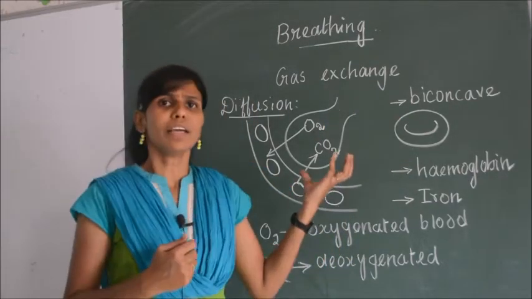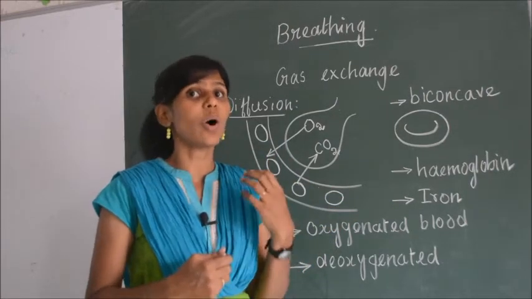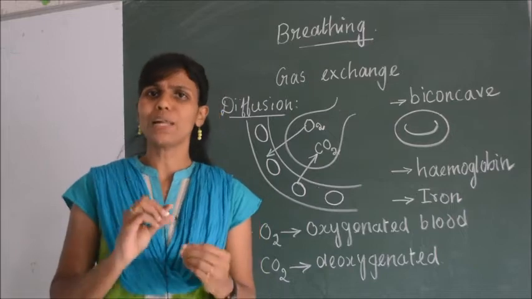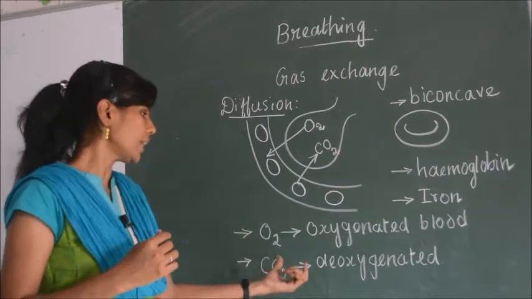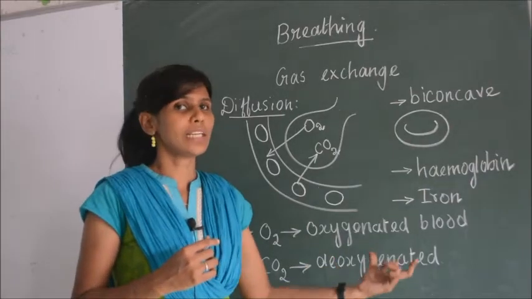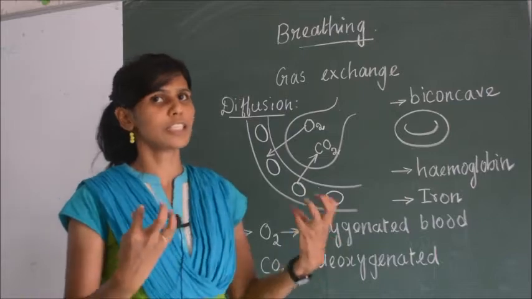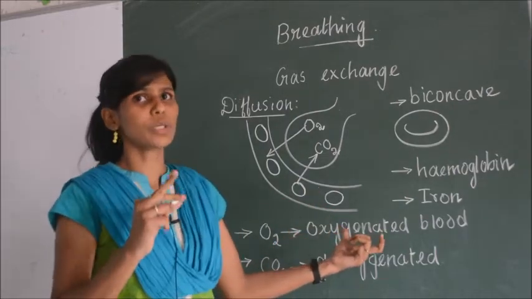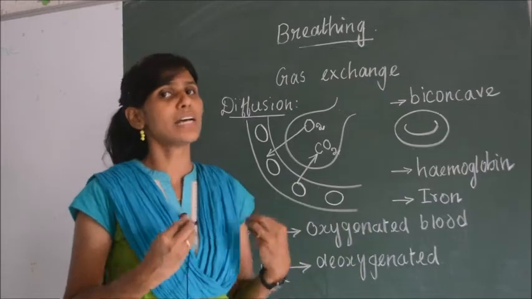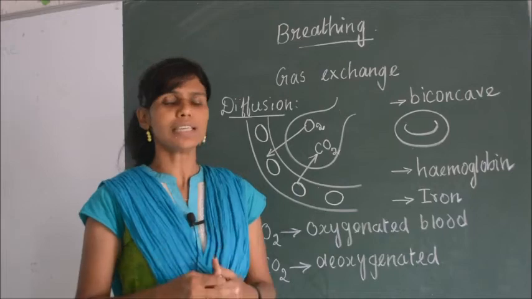If blood is rich in oxygen, then that blood can be called oxygenated blood, and if blood is loaded more with carbon dioxide, then you can call it deoxygenated blood. De means removal or absent. Oxygenated means presence of oxygen. So if blood has more oxygen, it is called oxygenated blood, and if blood has more carbon dioxide, then it is called deoxygenated blood.